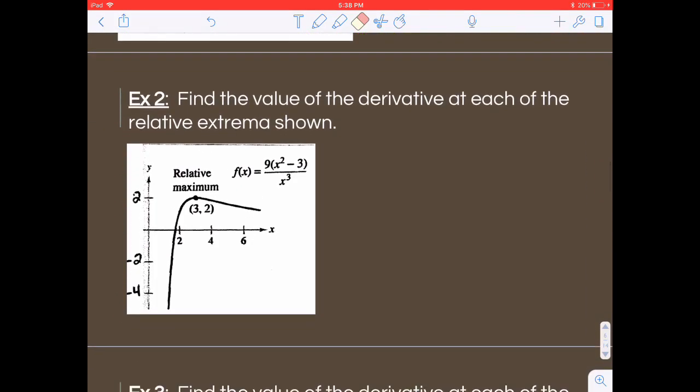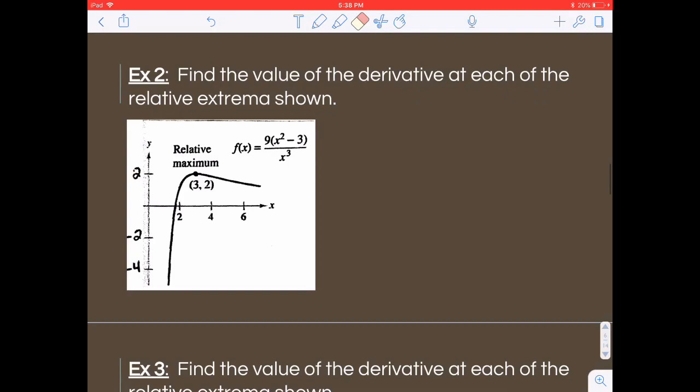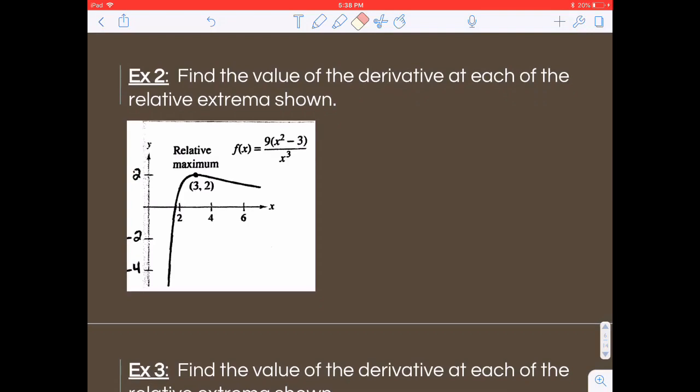So now we want to find the value of the derivative at each of the relative extrema. So we have this function here, f of x equals (9 times x squared minus 3) all over x cubed. And we want to find the derivative at this relative maximum here. So let's first find our derivative. So we've got to use the quotient rule.